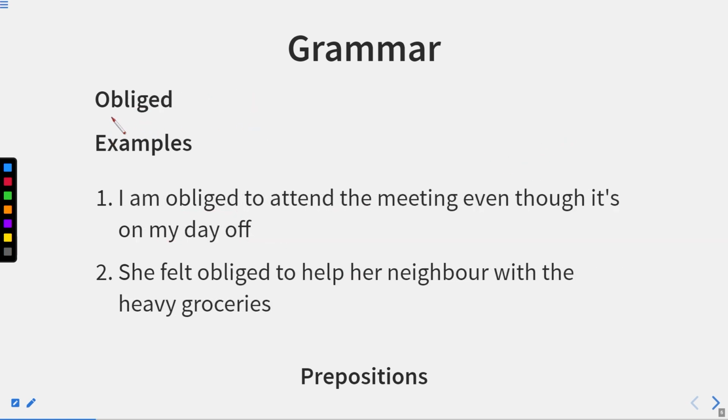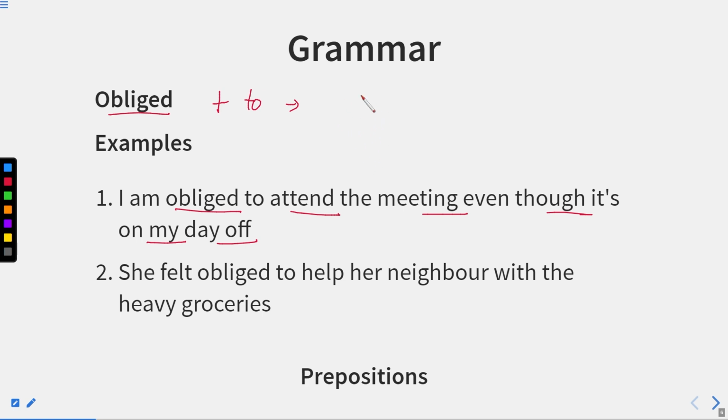Well, now we will discuss the word obliged. We use the word obliged along with preposition to. Now, this states that there is some duty which we have to follow or which we have to fulfill. For example, I am obliged to attend the meeting even though it was my day off. It means, though it was my leave, or it was my holiday, even after that I had to attend that meeting. It means I'm obliged towards it. It means it is my duty to attend the particular meeting.